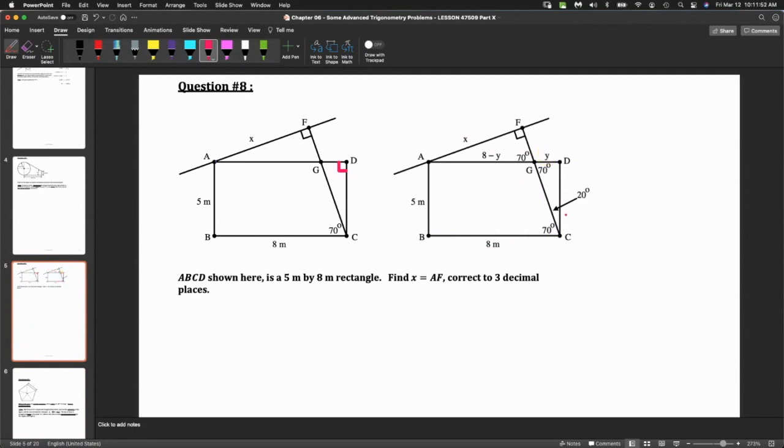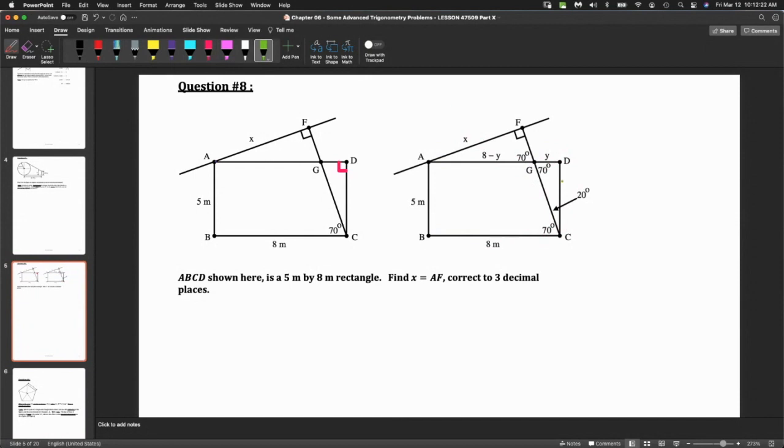So now we're kind of rocking and rolling here. We have the y here. And also, if this length here is 8, and this is y, then the leftover has to be 8 minus y. So that's the heart of the question. And now what we have is a process where we can go and get y, and then we can get 8 minus y and get x.